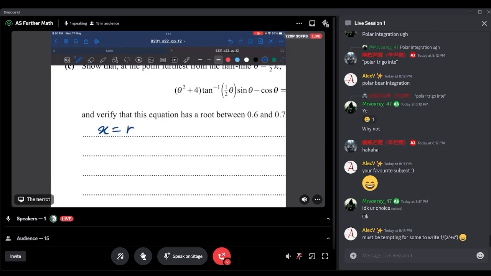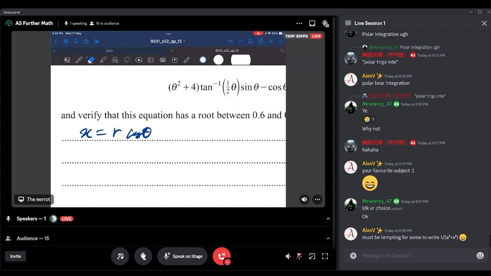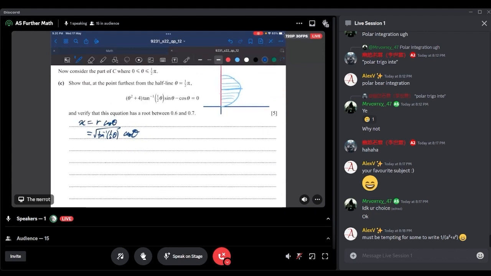But then remember that r squared is tangent inverse, so the r is just the square root of the tangent inverse half theta, times cosine theta. Okay, so that's the x. So once again, we want to find the furthest point. And if you notice, the furthest point just really means it's a stationary point, right? That means we have to take the derivative. So we have to find dx d theta.